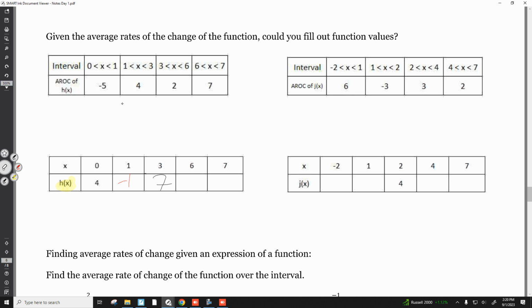I'm going up 2 per x, but I've covered 3 x's. I am going up 6, getting me to 13. I'm going up 2 per 1 x, and there's 3 x's. Because what's 7 plus 6?